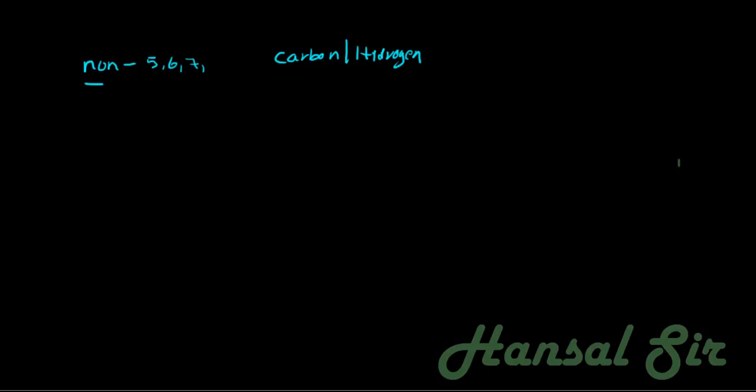Now these non-metals cannot donate electrons. So whenever non-metals are reacting with each other, there is no transfer of electrons, but actually there is a sharing of electrons. And those kinds of bonds are called covalent bonds. Now let's do it by an example.